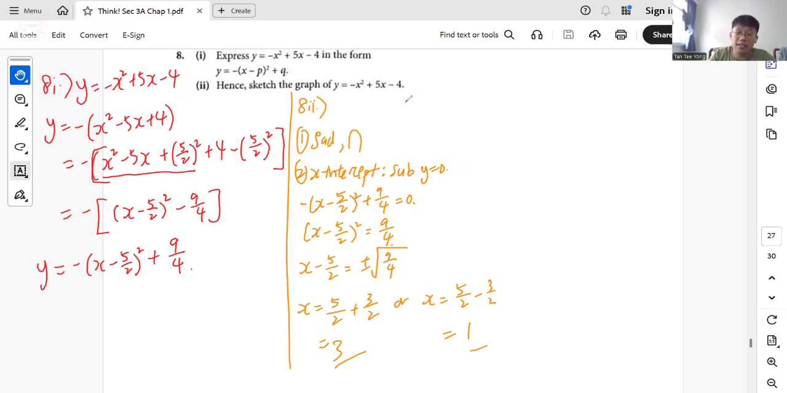And then the third point, I have no space soon. Third point, y-intercept, on top here. So sub x equals 0. So y equals negative (0 minus 5 over 2) squared plus 9 over 4. Because I'm lazy, I will just use my calculator.